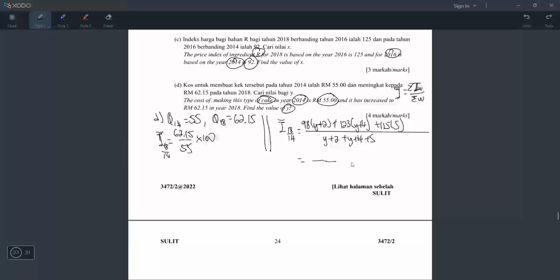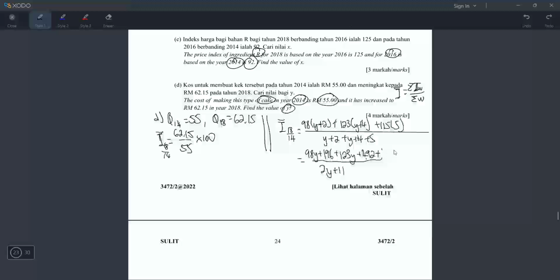Okay, so I will do the bottom first. Y plus Y is 2Y. 2 plus 4 plus 5 is 11. And then the top, okay, 98 times Y plus 2, you expand, you get 98Y plus, okay, what is 98 times 2? 196. Okay, you can use your calculator. 123 times Y plus 4 is 123Y plus 123 times 4. So what is 123 times 4? 492. Okay, and then the last one, 115 times 5.